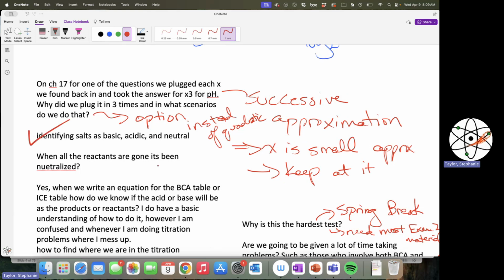This just says when all the reactants are gone, it's been neutralized. That is for your BCA table. And titrations. That's a yes.